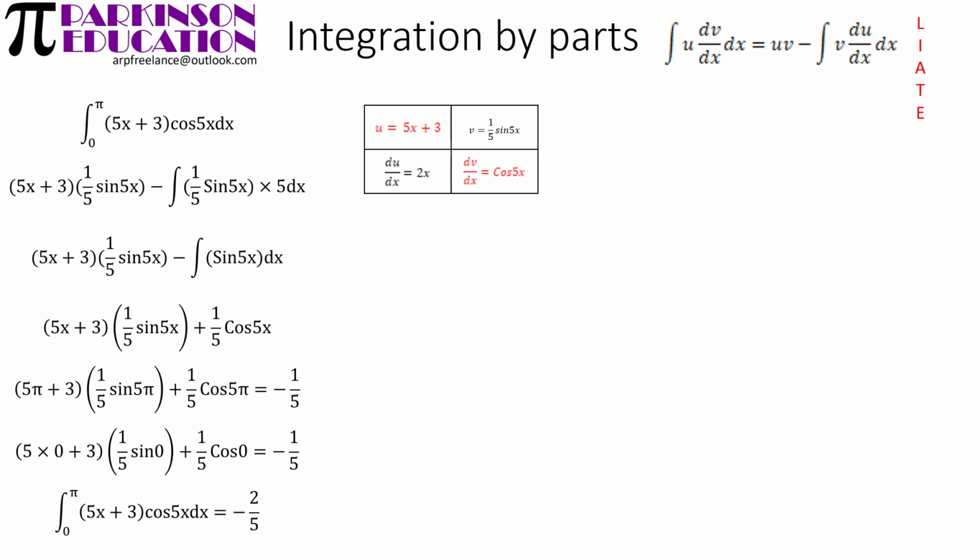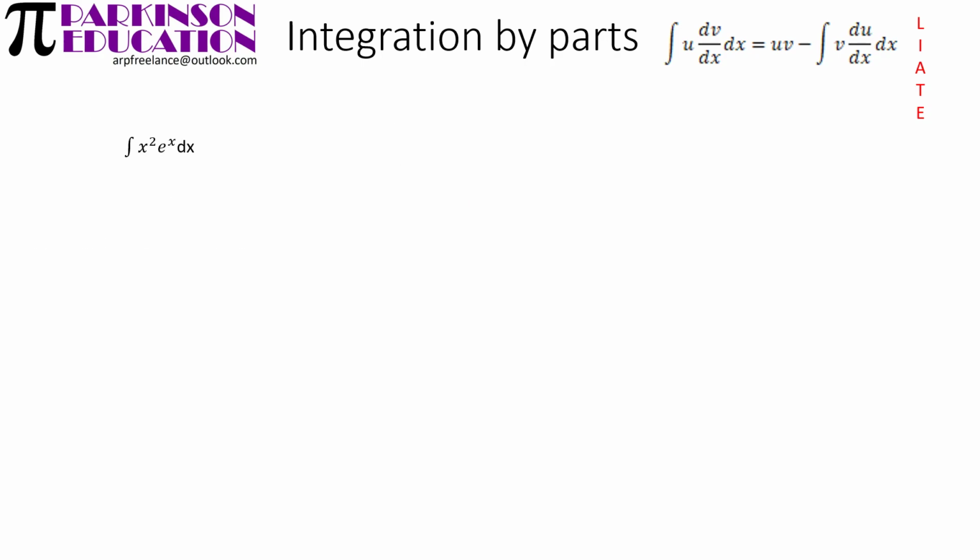Let's look at another one. This time, it's not quite so simple. We've got x squared e to the power of x. So, as we've got x squared, an algebraic, and e, an exponential, therefore we're going to use x squared as u, and e to the power of x as dv by dx. And as we did before, we can work out du by dx and v from those. We're going to plug those into our formula.